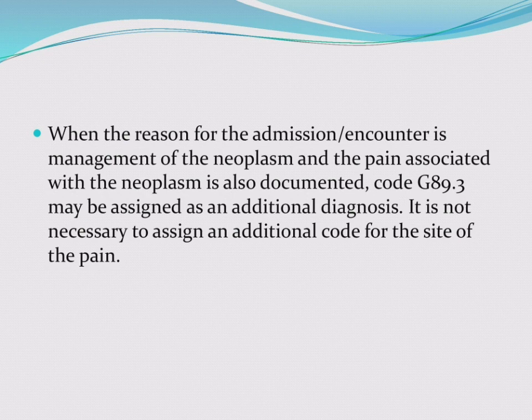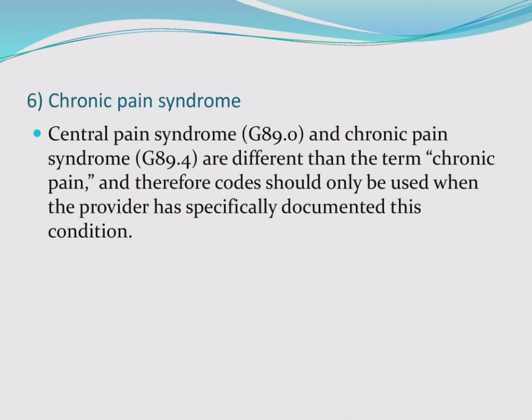6. Chronic pain syndrome. Central pain syndrome, G89.0, and chronic pain syndrome, G89.4, are different than the term chronic pain, and therefore codes should only be used when the provider has specifically documented this condition.